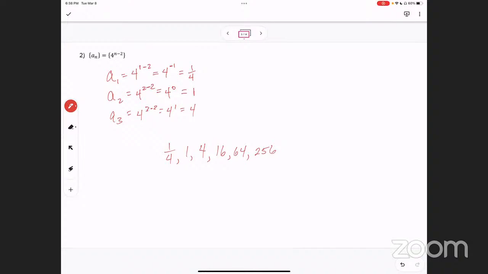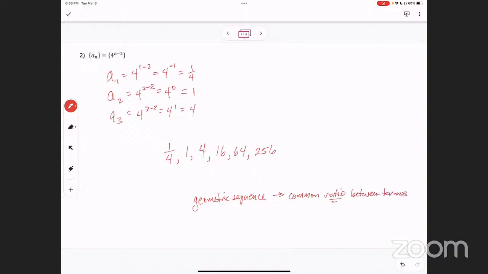Now do you notice what kind of pattern this is, or what kind of sequence this is? No. This is a geometric sequence. I forgot what that means. Have you learned that yet or no? It sounds familiar. So that means that there's a common ratio of 4 between terms.